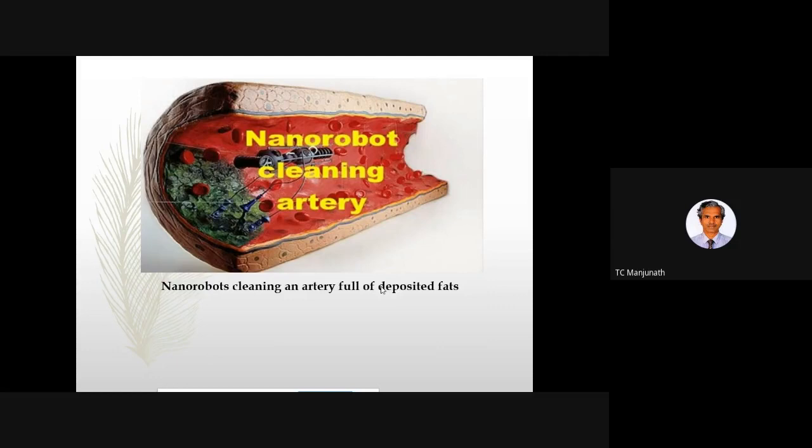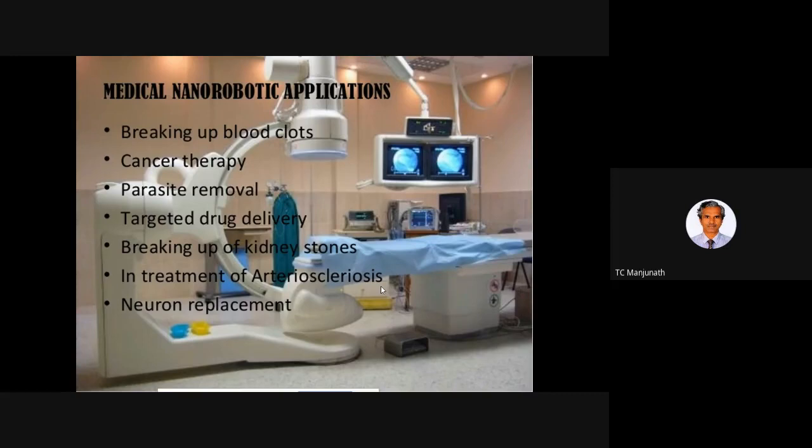Some applications of medical nanorobots: breaking up blood clots, cancer therapy, parasite removal, targeted drug delivery, breaking up kidney stones, treatment of arteriosclerosis, and neuron replacement. Now, one important application is in the brain. Intelligent nanobots can be inserted into the brain to make people more intelligent, to increase intelligence. That concept is also being explored.